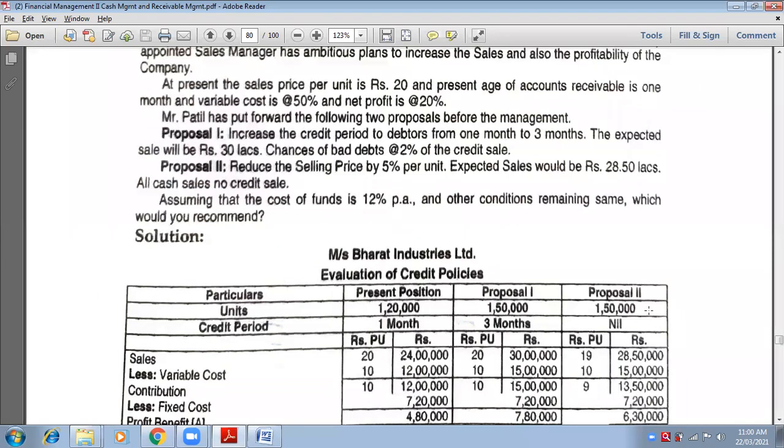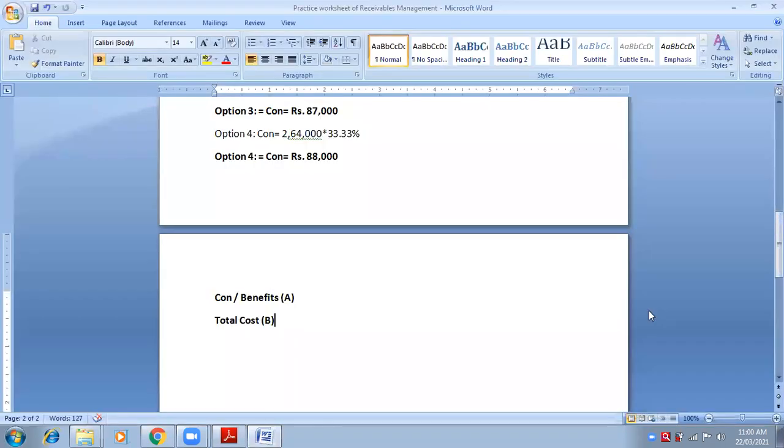And if at all you don't understand where this 19 comes from, make another bracket somewhere, just to make yourself understand. How does it come? That particular 19 rupees, 20 minus 5 percentage. Just make it a bracket, and you will understand how this 19 comes. 20 minus 5 percentage is equals to 19. Okay, did you understand this much?